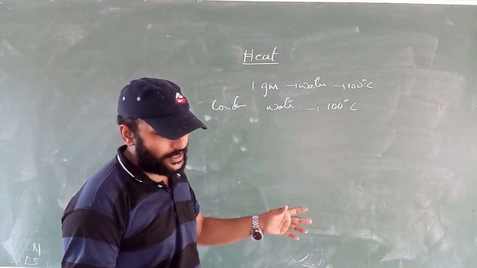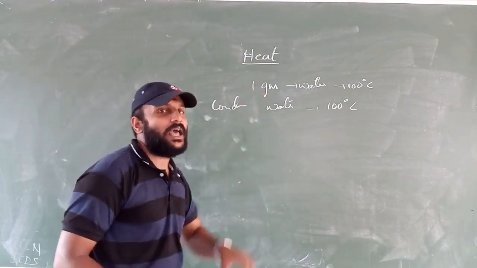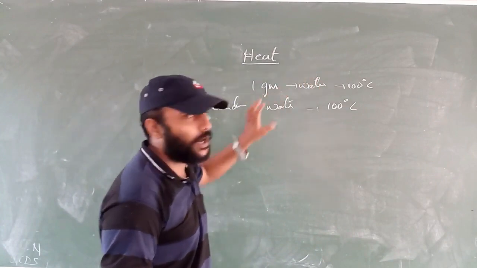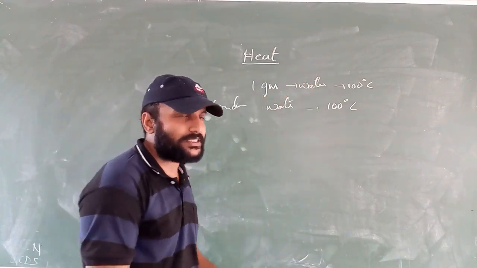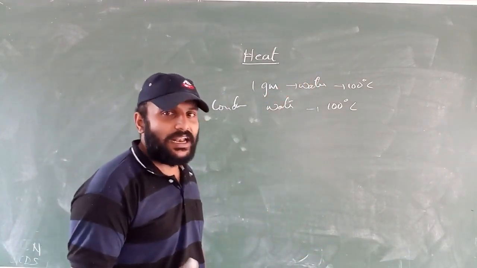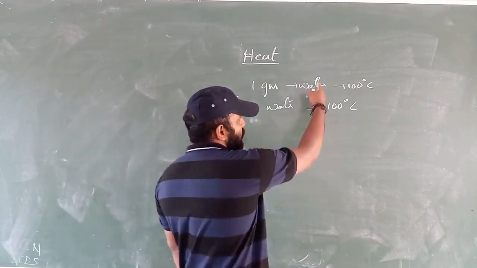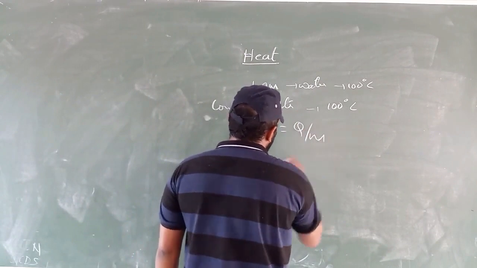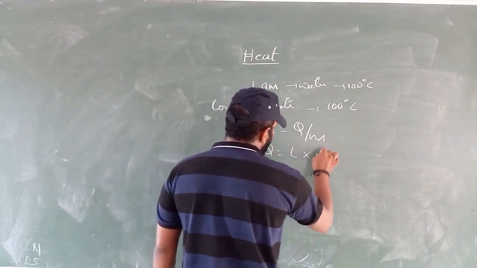So what is the question they are asking? How much heat energy is required to convert its state from steam to water? Changing state means what is the concept we will be using? Latent heat of vaporization. Steam to water. So the latent heat formula is L is equal to Q by M, so Q is equal to L into M.